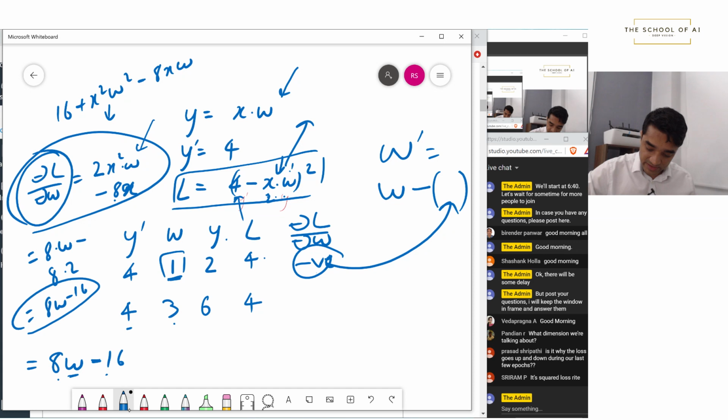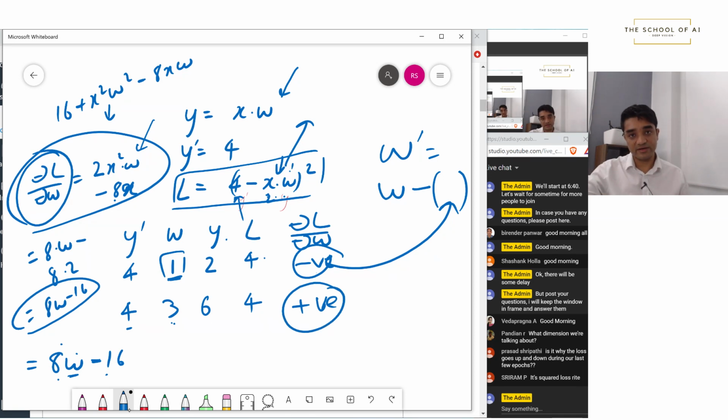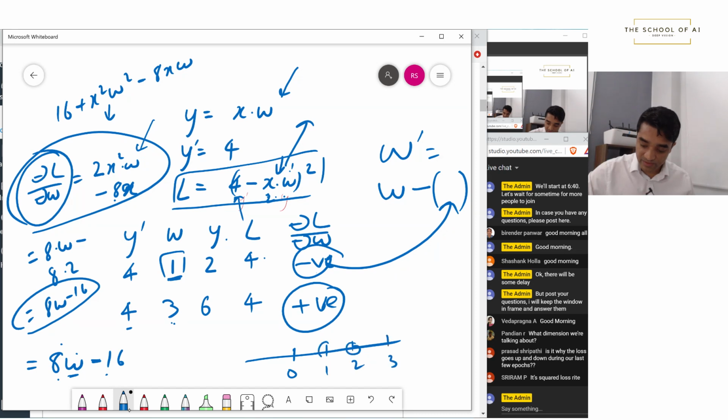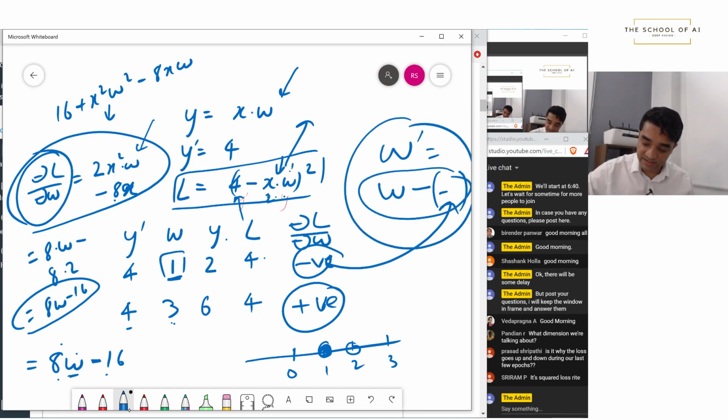Now let's look at the other case where our w becomes 3. If w becomes 3, 3 into 8 is 24. 24 minus 16 is 8. It is positive, which means this is positive. Why is this positive? Because our loss has now increased, it's gone on the other side, right? And if you again go back to the curve where w started, this is w 0, 1, 2 and 3, this way we want to stop. But when we were here, our equation is telling us, right, we are going to get a negative here. Our equation is telling us to increase that.